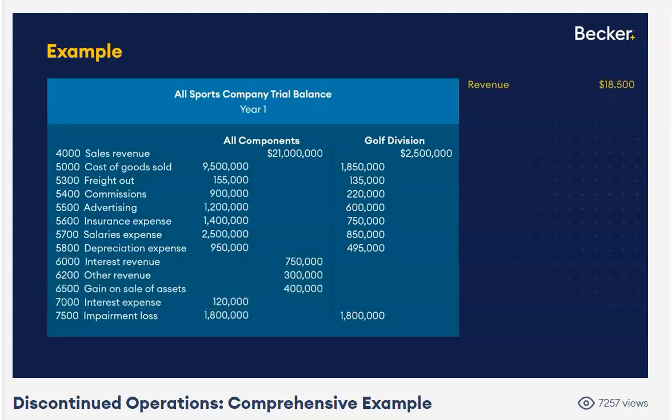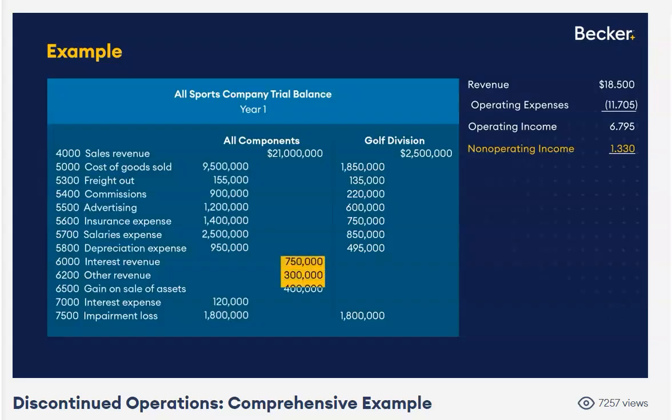Revenue $18.5 million minus the operating expenses $11,705,000. Category number one, operating income for All Sports Company, $6,795,000, plus or minus their non-operating. Obviously, the gains exceed the losses, so the non-operating is income of $1,330,000. If you add up the $750,000, $300,000, $400,000, then back out the interest expense of $120,000, that's $1,330,000. Those four accounts netted out. Add the $1,330,000, I get continuing operations pre-tax of $8,125,000.